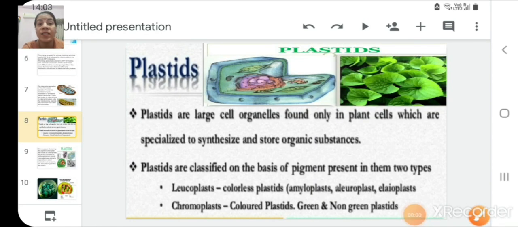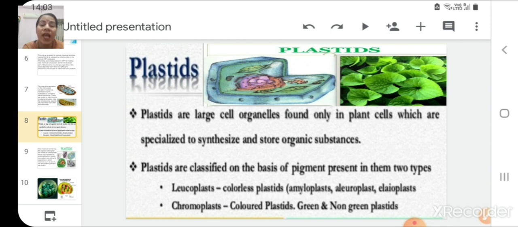Now let us discuss plastids. Plastids are large cell organelles found only in plant cells, which are specialized to synthesize and store organic substances. Plastids are classified on the basis of the pigment present in them into two categories: leucoplast and chromoplast. Leucoplasts are the colorless plastids, which can be amyloplast, aleuroplast, elaioplast, etc.